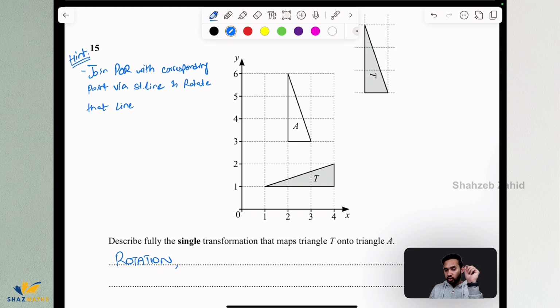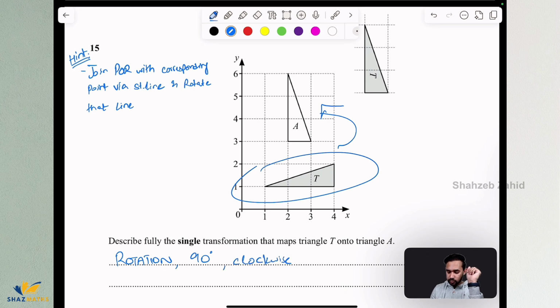So whenever you have to describe the transformation fully and you have determined it's rotation, you have to mention the angle, which is 90-degree in this scenario. Either it can be 90-degree, 180 degrees, either of these, right? So 90-degree, and the orientation: I rotated it, mapping T onto A. So have a look, I have to move in a clockwise direction.